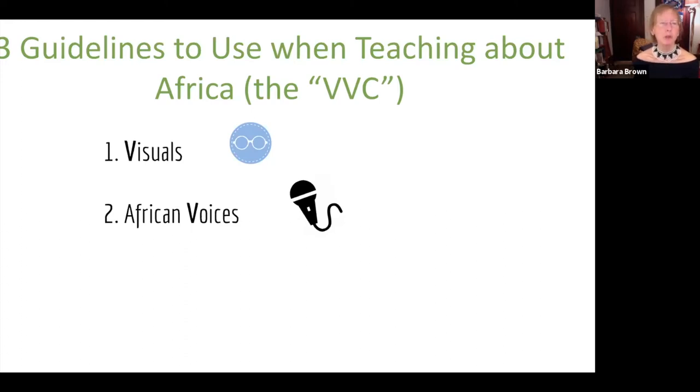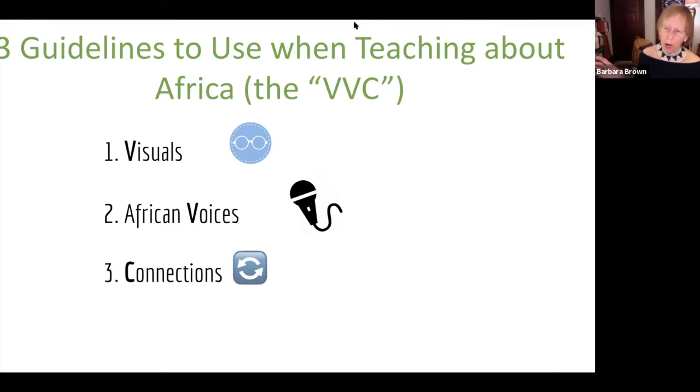So you need visuals, voices, and the C, which we've already been doing, is connections. Because until students feel connected with Africa, they won't quite take it seriously. If they're connected with Africa, they'll feel at home with it. They won't consider it distant. When I lived in Botswana, there was one word for something over there, and that was kwa. And if it was far away, you'd say kwa. Well, our students think of Africa as kwa.